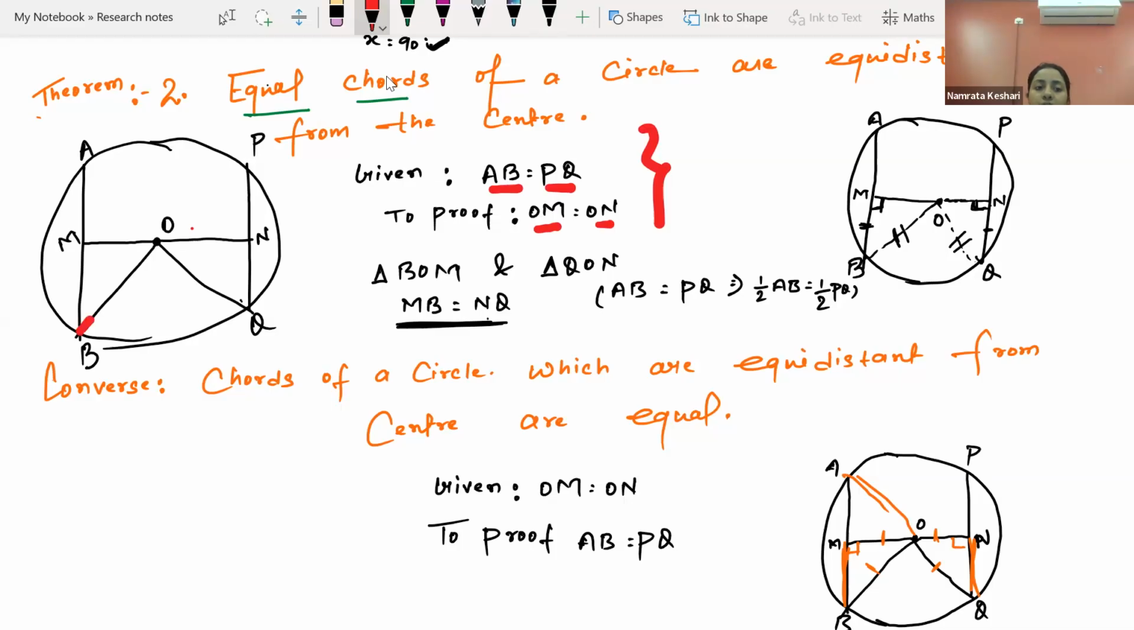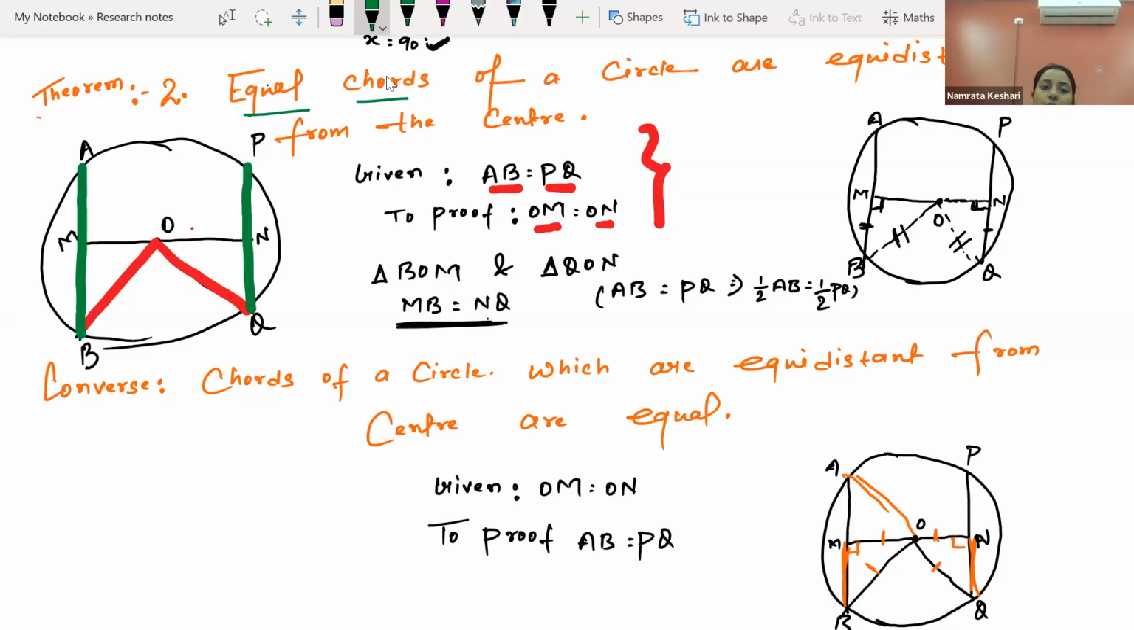We already understand that OB and OQ are nothing but the radius of the same circle, right? OB is also the radius and OQ is also the radius. Okay. Now what else can we say? We will say that since we know that AB and PQ are equal with each other, already it was given in the theorem that AB and PQ are equal in length.